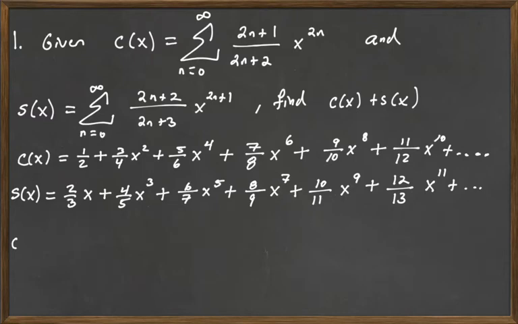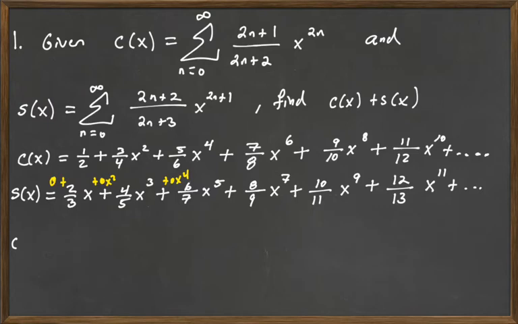Okay, so when we look at the c sub x and the s of x written out, notice that they do not have any powers that are the same on the x. So if we wanted to, this would be 0 plus 2/3 x plus 0x squared plus 4/5 x cubed plus 0x to the fourth, etc. So we're going to still add the coefficients on the like powers here. It's just they're going to be 0.